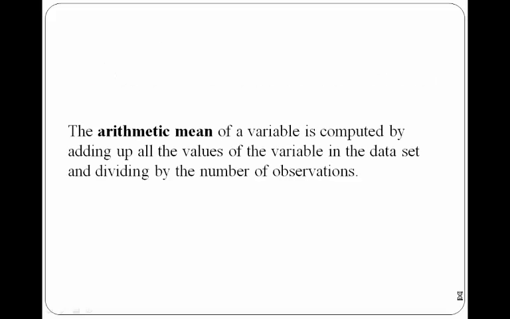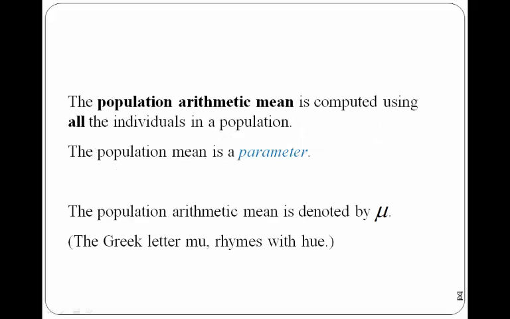The arithmetic mean of a variable is computed by adding up all of the values of the variable in the data set and dividing by the number of observations. Almost everyone has done this at some time or another, especially if you've averaged your grades. The population arithmetic mean is computed using all the individuals in a population. The population mean is a parameter, which we discussed before. The population arithmetic mean is denoted by the Greek letter mu.